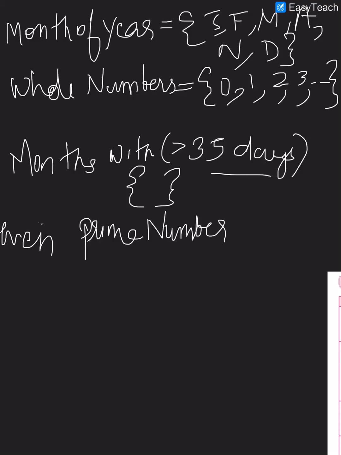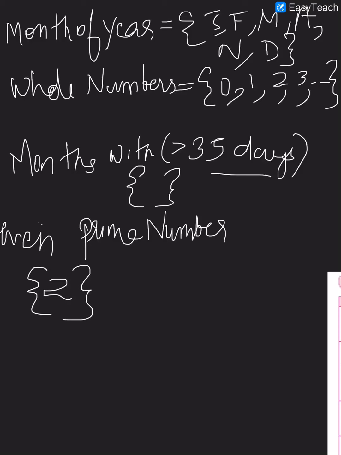And the last one is even prime numbers. Which are the even prime numbers? Prime numbers are those numbers which have only one and themselves as the factors. They don't have any other factors. When we take its factors, it will have only one and itself. So prime numbers are 2, 3, 5, 7, etc. Which is the even prime number? I think only 2 is the even prime number. So the set contains only one element.